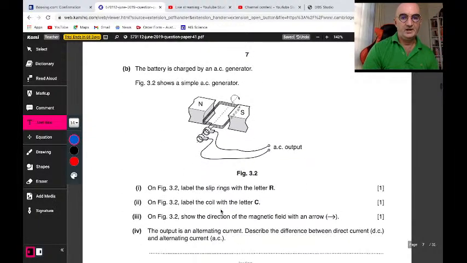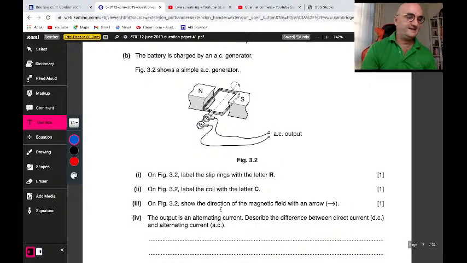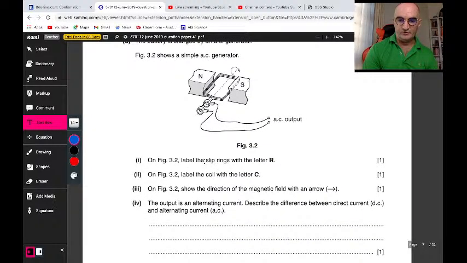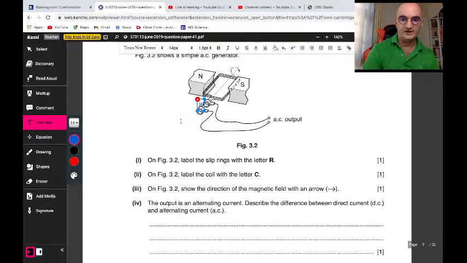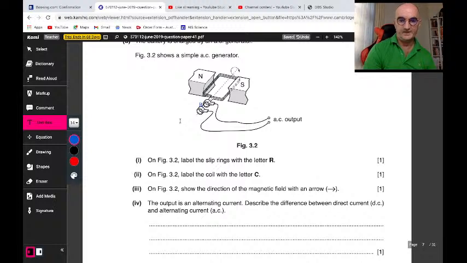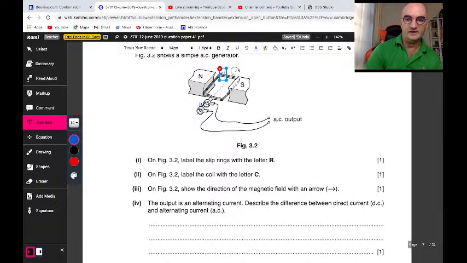Okay. The battery is charged by an AC generator. We all love these. This shows a simple AC generator. We can see the permanent magnet, which is in place. We even have the direction of rotation on the arrow, which is in the question. On figure 3.2, label the slip rings with the letter R. So here we have our slip rings. Very good. Label the coil with the letter C. Okay, I can do that.